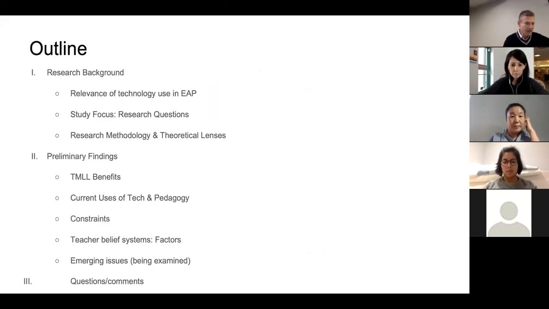And I'll talk about the research background, some rationale on why we're focusing on this study and this aspect in EAP, looking at technology use. And I'll do a quick lit review with you on the use of technology in language teaching and learning and why it's increasingly relevant for a range of purposes, and certainly for the EAP teaching context.